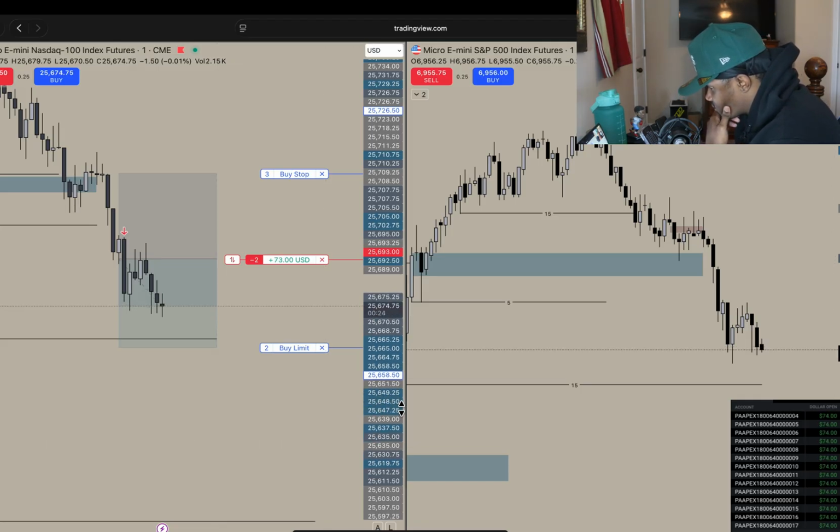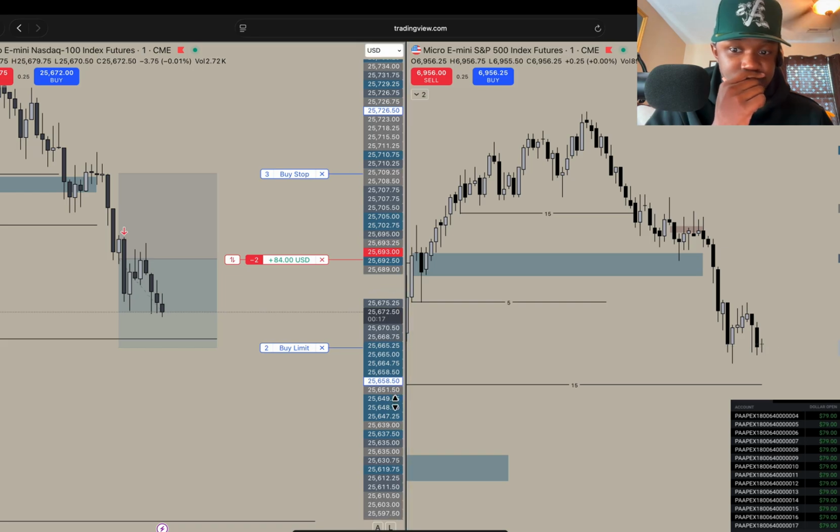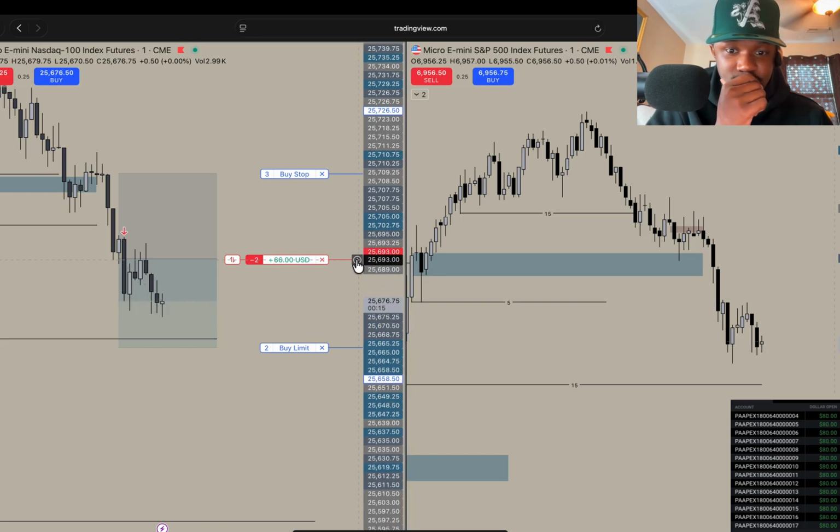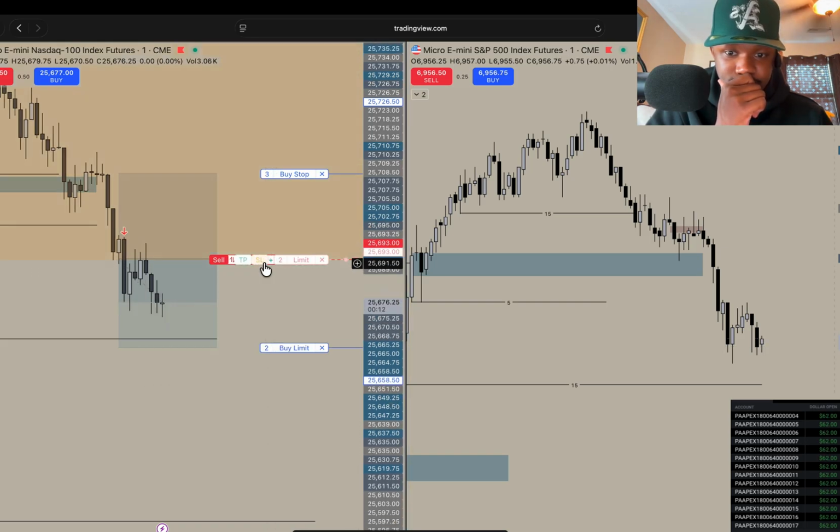Where is price most likely to draw towards? That 15-minute gap. That's where price is most likely to draw towards, that 15-minute gap. So that's what we target.